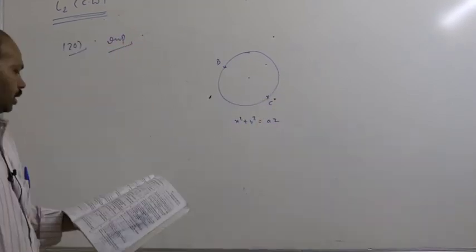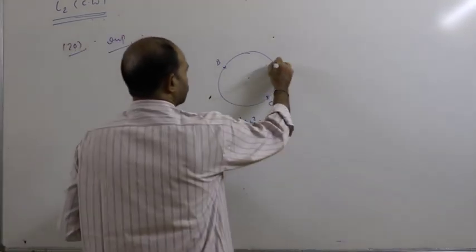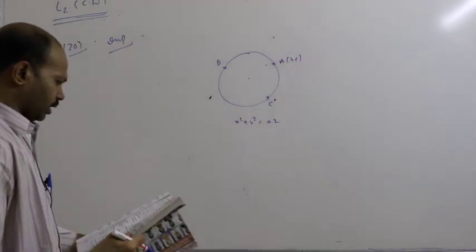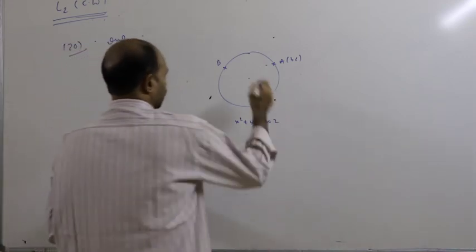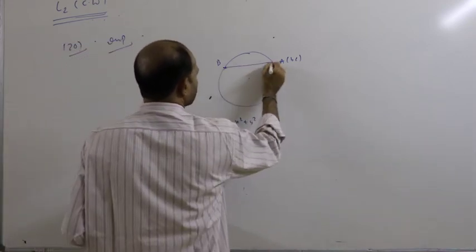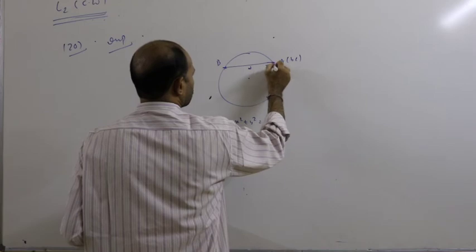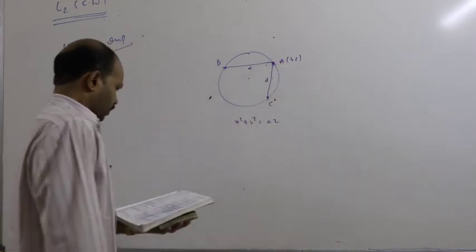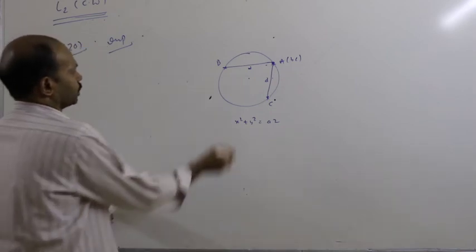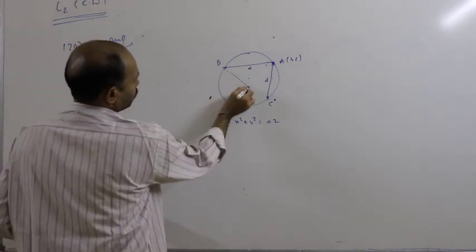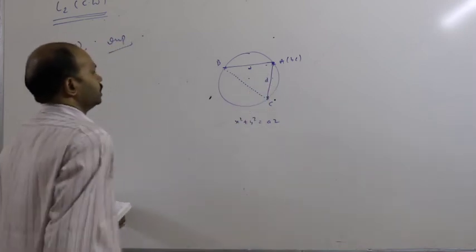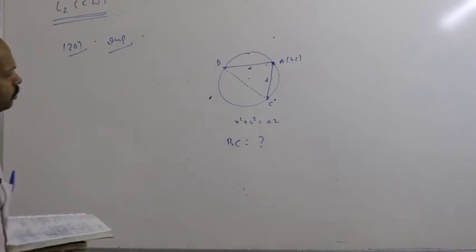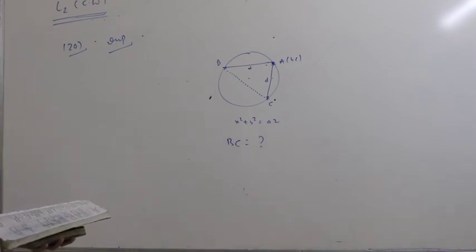A is a point, so I feel this is A. BC lies on the circle in such a way that AB and AC are D. This length is D and this length is also D. Then find the equation to the locus of BC. Find the equation of BC. Equation of BC is question mark. BC is nothing but a locus line.